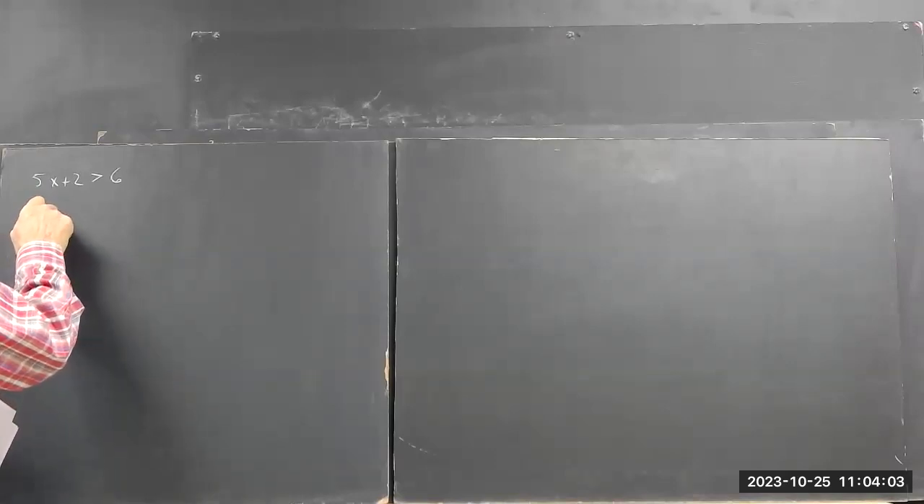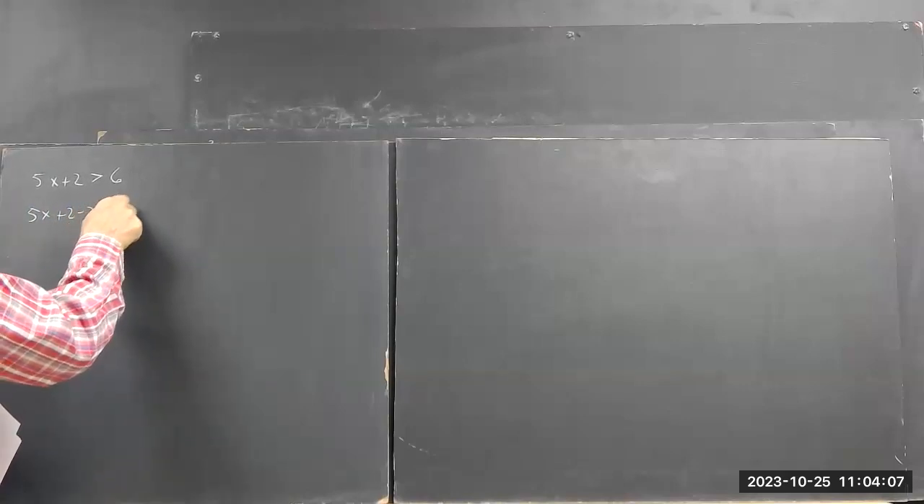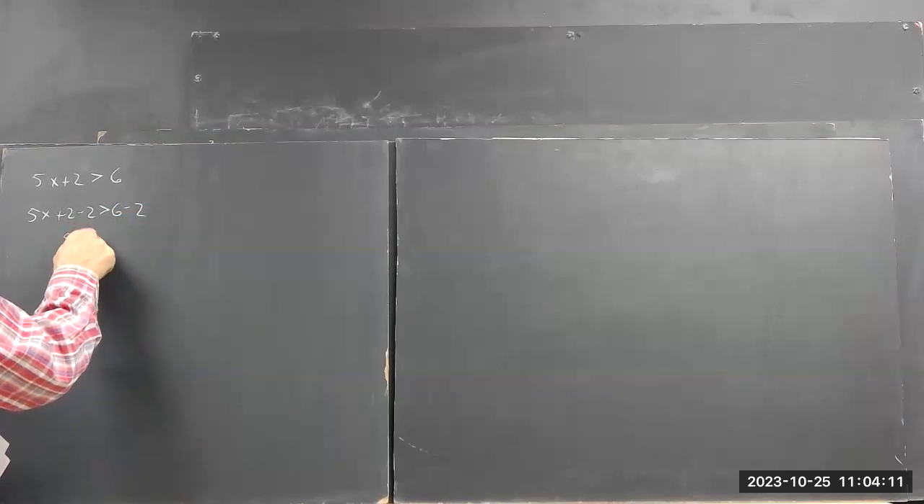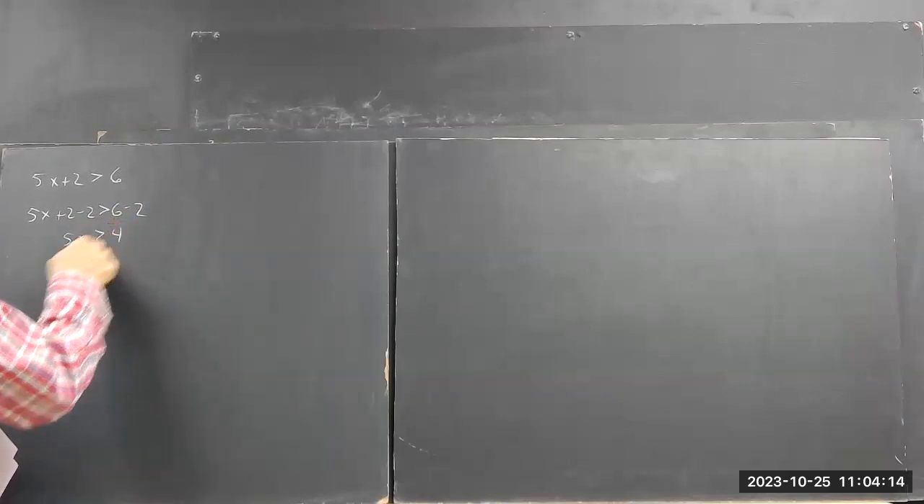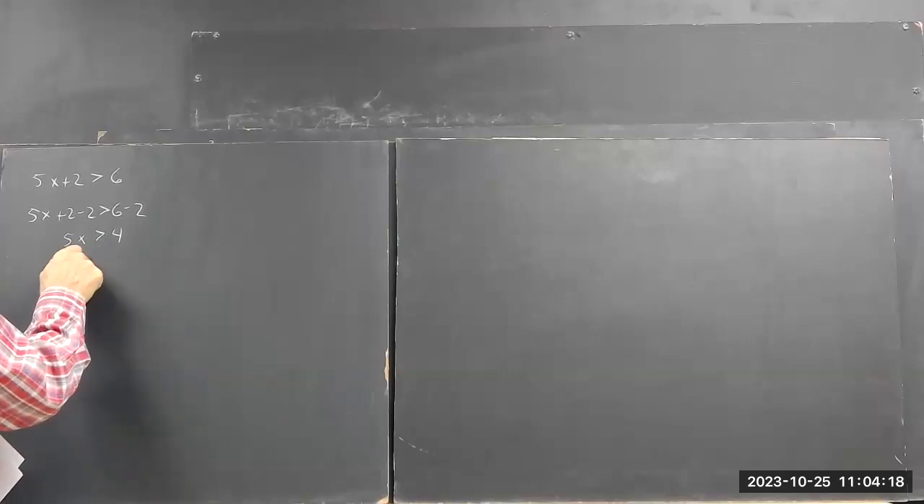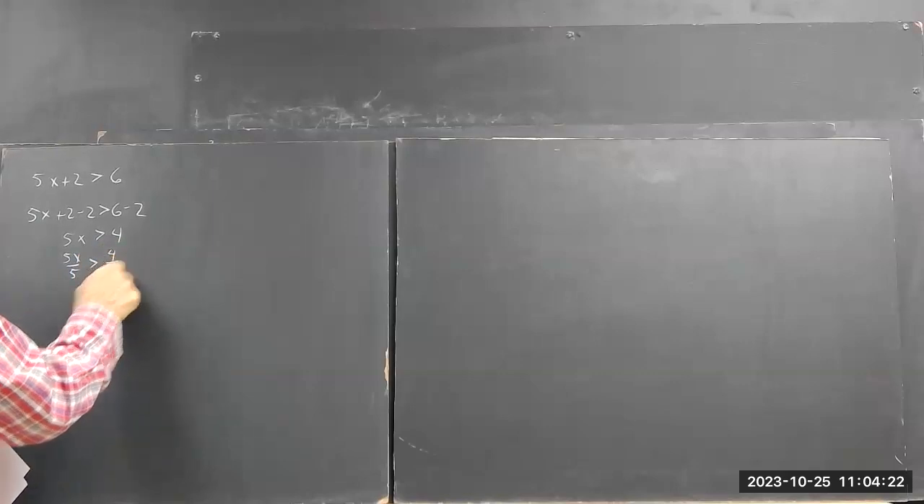So we do 5x + 2 - 2 is greater than 6 - 2, which means that 5x would then be greater than 4. 6 minus 2 is 4. Then we divide both sides by 5 to get x greater than 4/5.